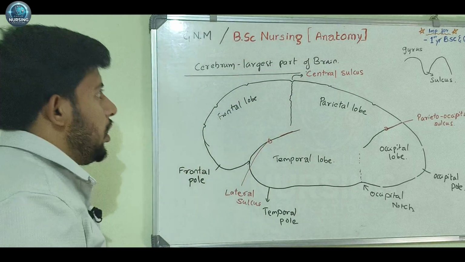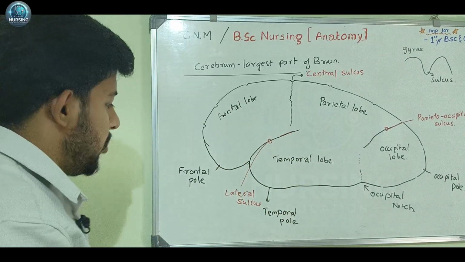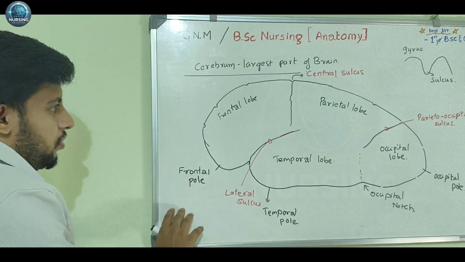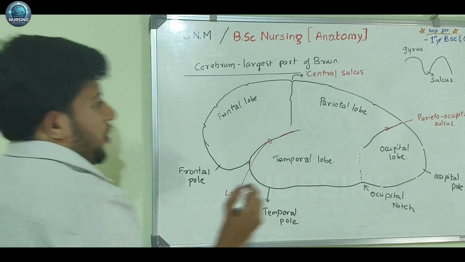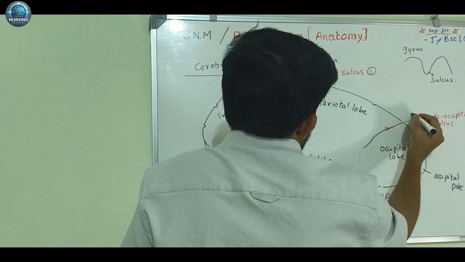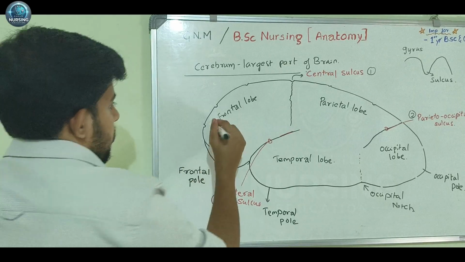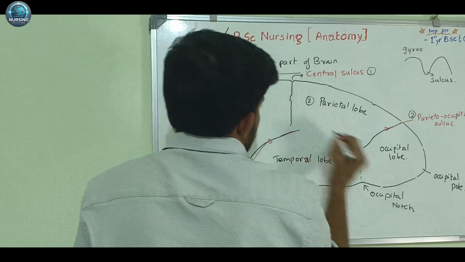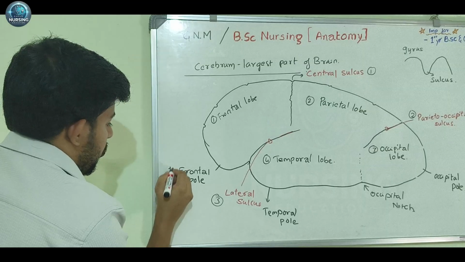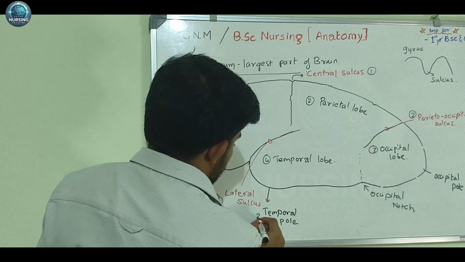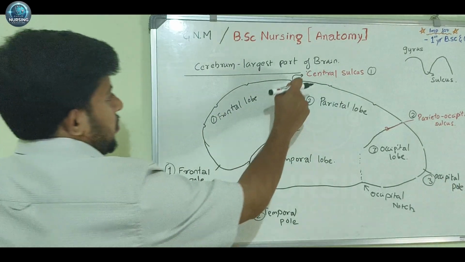So this is about the cerebrum: the poles, lobes and sulci of the cerebrum. We have seen the three sulci, the four lobes, 1, 2, 3, 4, and the three poles, 1, 2, 3.